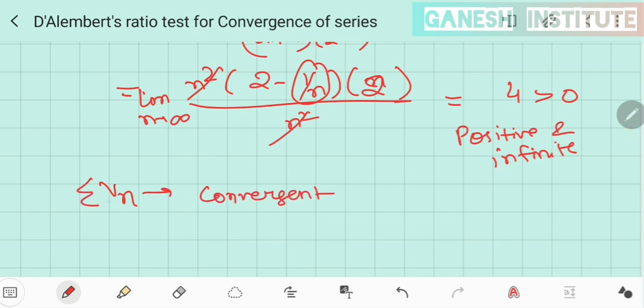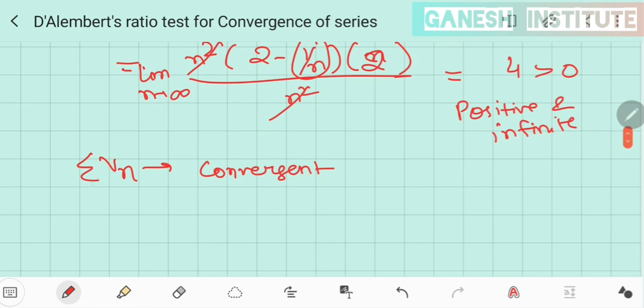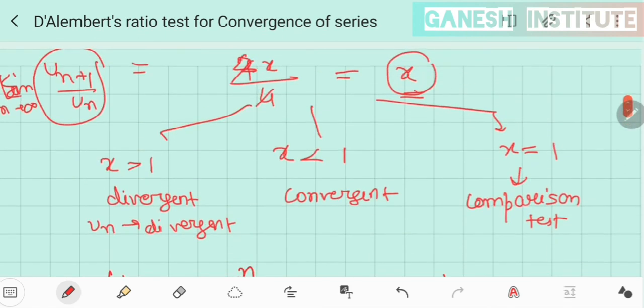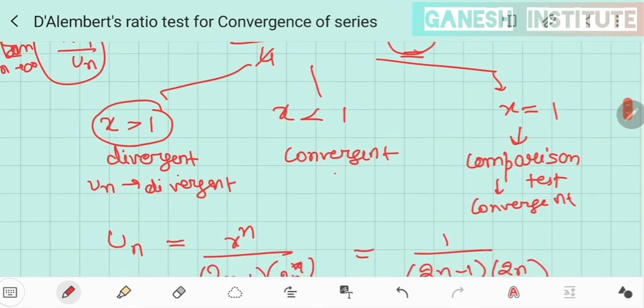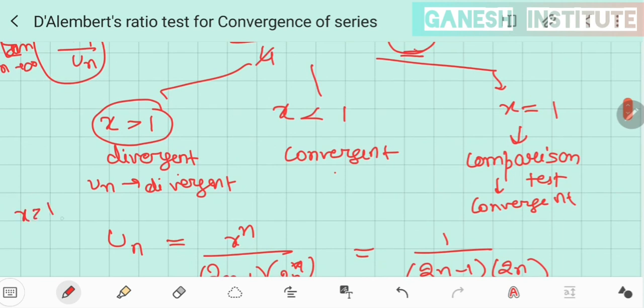And if the summation of the general term vn is convergent, then un will also be convergent according to comparison test, right? So that means at x equals to 1, see, for x greater than 1 it is divergent, for x less than 1 it is convergent, and for x equals to 1 according to comparison test it is convergent. So you can compile it as: for x greater than 1 it is divergent, and for less than 1 or equals to 1 it is convergent.